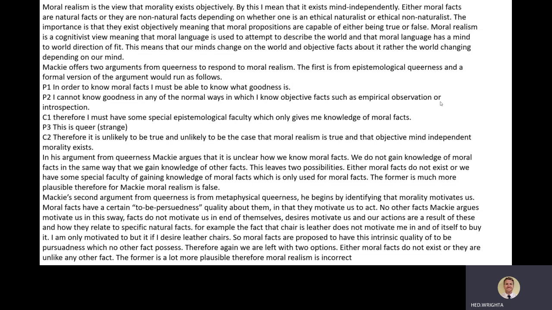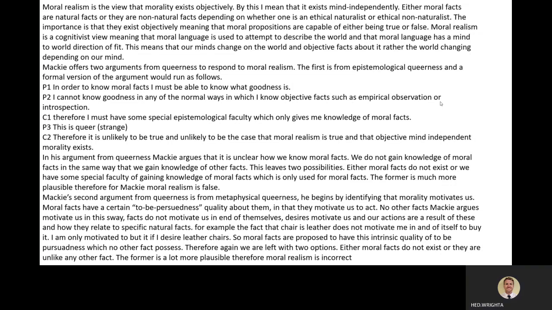I am only motivated to buy it if I desire leather chairs. So moral facts are proposed to have this intrinsic quality of to-be-pursuedness which no other fact possesses. Therefore, again, we are left with two options. Either moral facts do not exist, or they are unlike any other fact. The former is a lot more plausible, therefore moral realism is incorrect.